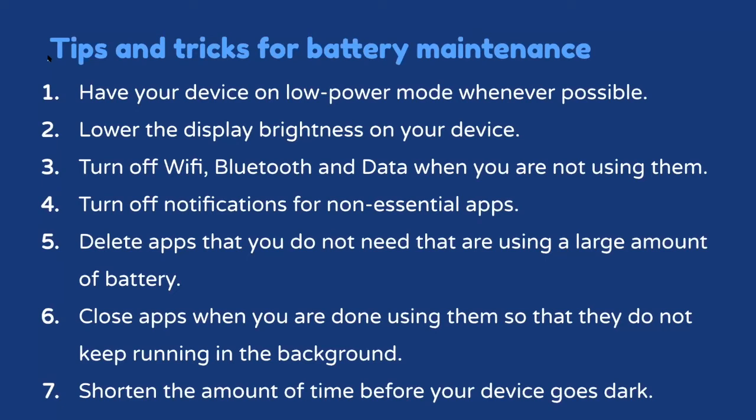Another tip is to shorten the amount of time before your device goes dark. Having the screen bright, as I mentioned previously, does take energy, so changing it in your settings to turn off after, say, 30 seconds of not touching the screen would decrease the amount of energy needed to keep it lit up. Say if you had it on for a minute after you're not touching it, it'll take more battery.